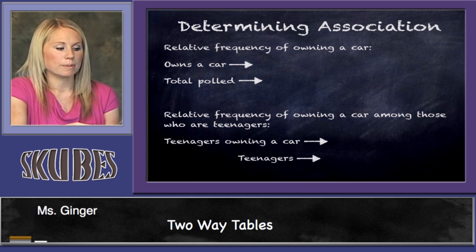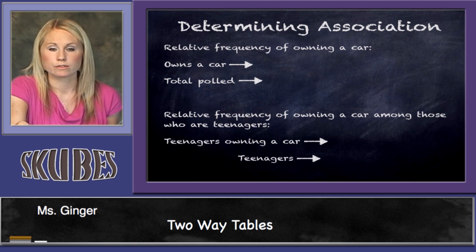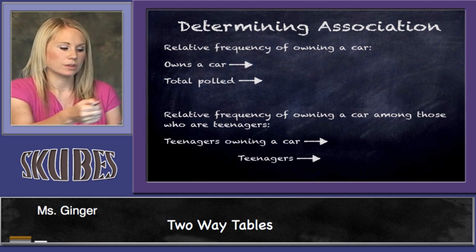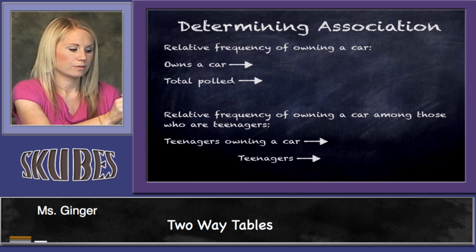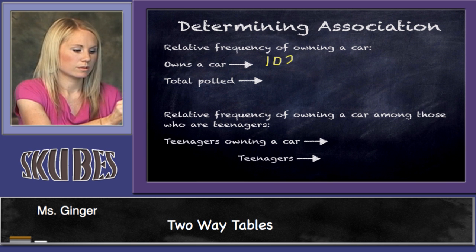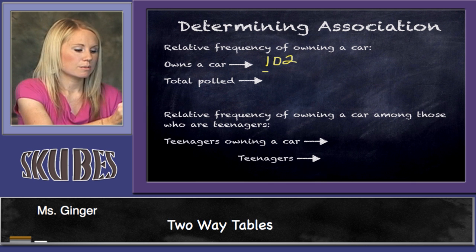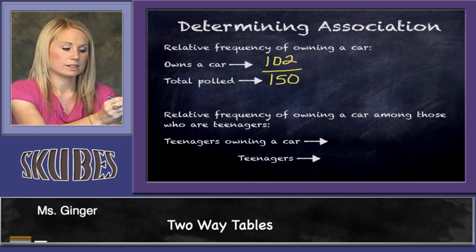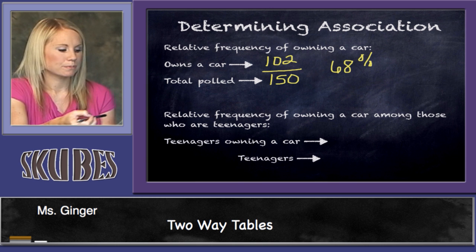So what we would do is compare the relative frequency of owning a car for any age in the group of 150 people to the relative frequency of teenagers owning a car. So let's do that now. Those who owned a car in our table, if you refer back to the table, the total that owned a car was 102. And the total amount of people polled was 150 people. If you divide this, you're going to get 0.68, which represents approximately 68%.